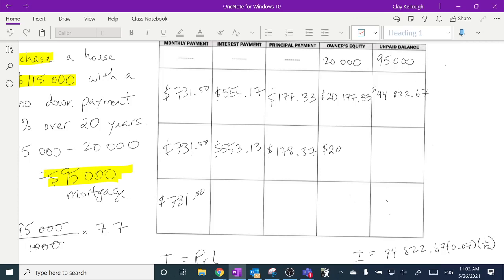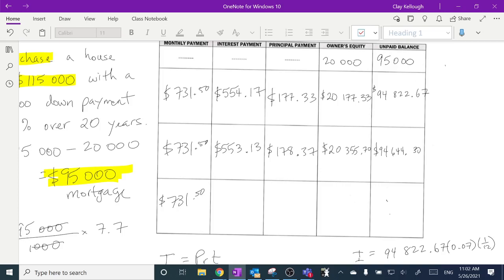I now own $20,355.70. I now owe on the house this much minus this much. So that's going to be, let's see, 94,000, excuse me, $644.30. Is that your number? Oh, wait a minute, that can't be. Oh, yeah, it could be. 7 minus 7 is 0. 6 minus 3 is 3. 2 minus 8 is 4.